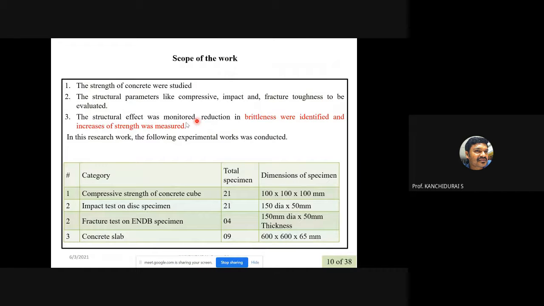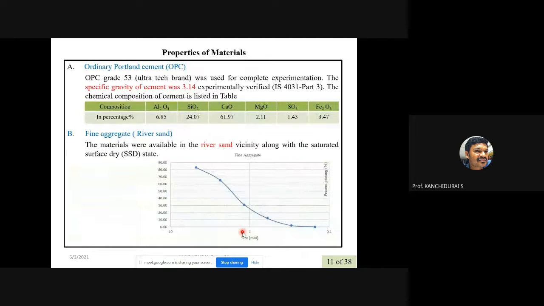Okay. The scope is that the strength of the concrete was studied, and structural parameters like compressive strength, impact and fracture toughness were evaluated. The structural effect was monitored, reduction in brittleness was identified, and the increase of strength was measured. In this research work the following experimental work was done: the compressive strength of concrete 21 specimens, the impact test 21 specimens, the fracture test ENDB specimens 4, and the concrete slab 9, cast and then tested for our experimentation.